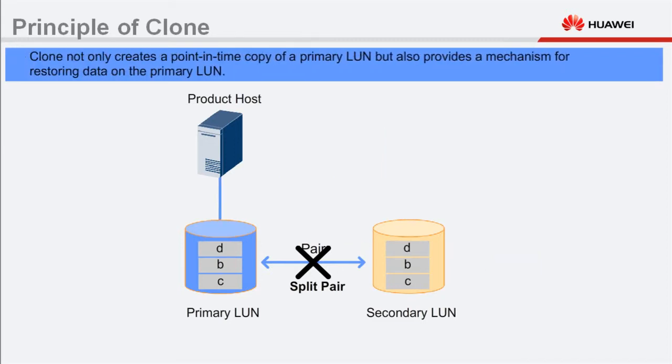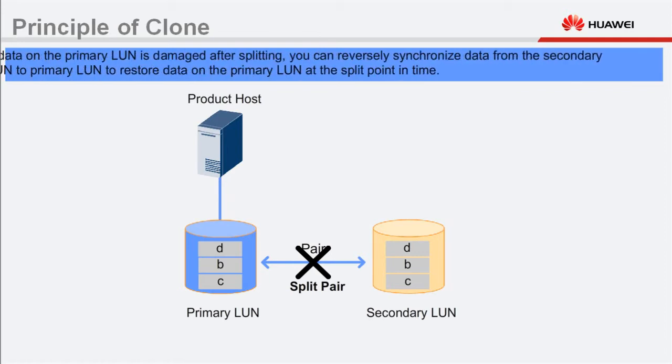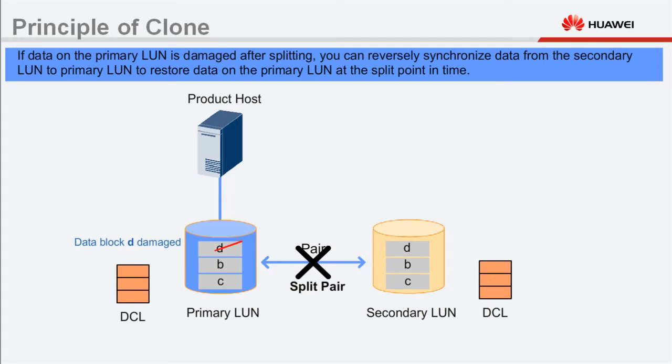Clone not only creates a point-in-time copy of the primary LUN, but also provides a mechanism for restoring data on the primary LUN. If data on the primary LUN is damaged after splitting, you can reversely synchronize data from the secondary LUN to the primary LUN to restore data on the primary LUN at the split point in time. Reverse synchronization also uses incremental copy. After reverse synchronization is complete, the pair used for reverse synchronization remains in the split state.